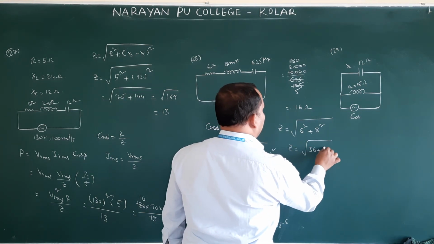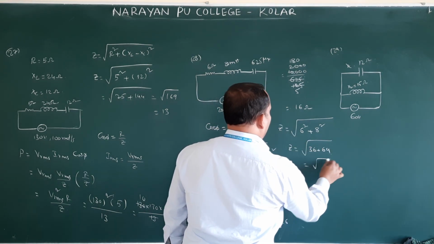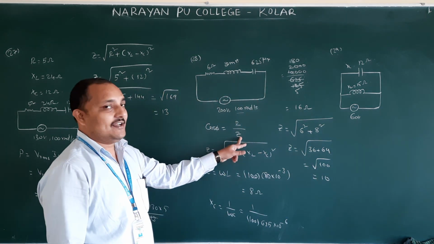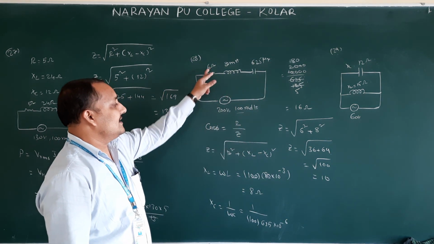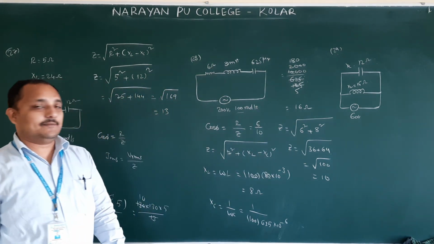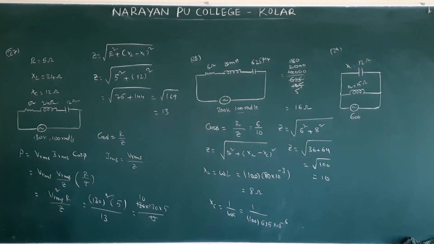So 36 plus 64, root 100, that is nothing but Z. Z value you got is 10. R value is how much? 6. Therefore, 6 by 10, which means 0.6. So 0.6 is the third option. Next, see question number 29.